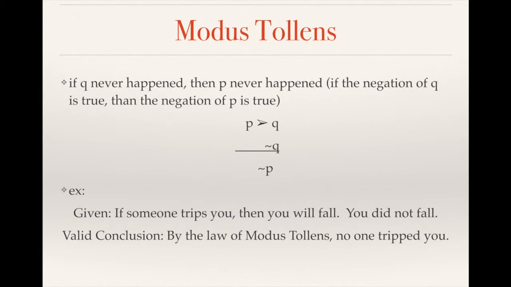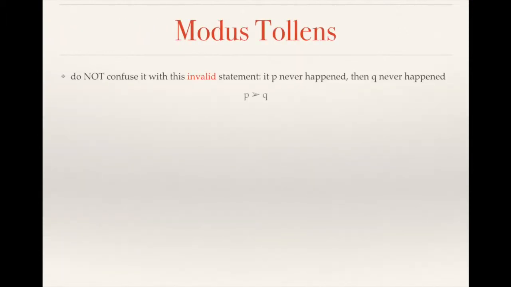Modus tollens should not be confused with an invalid statement: if P never happened, then Q never happened. Another factor can cause Q to happen, such as R.